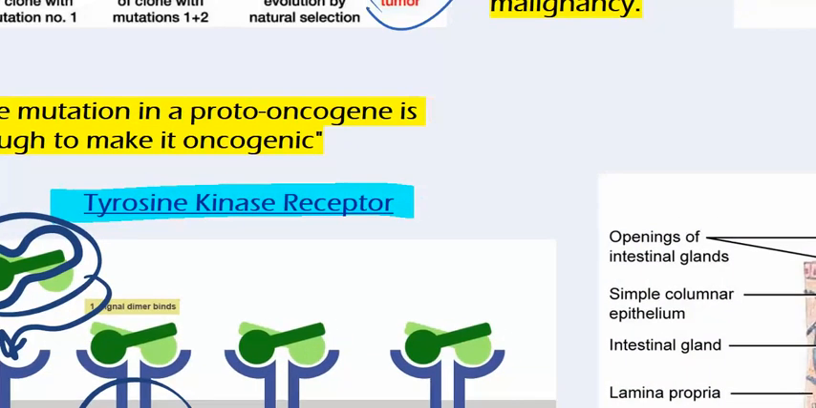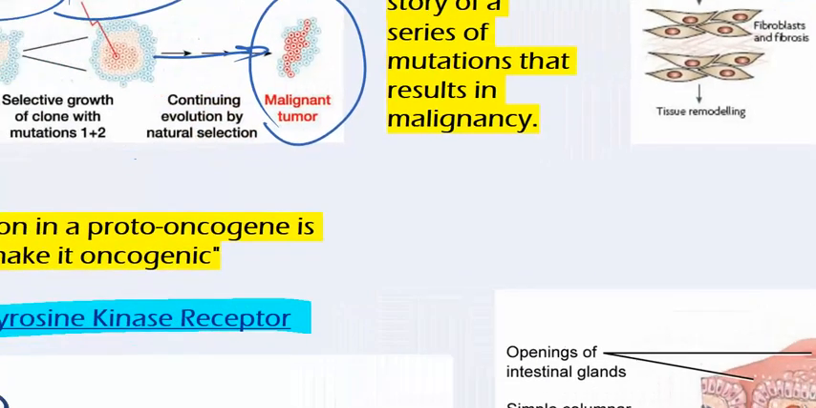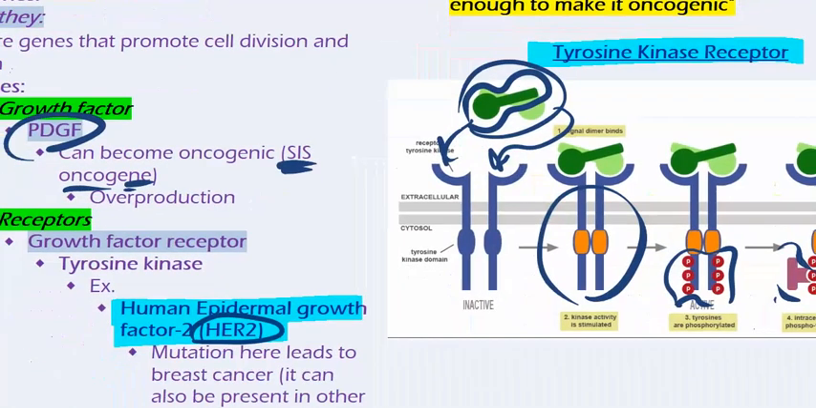So what were the tyrosine kinase receptors that we just mentioned? HER2, the KIT, and then what else? PDGF alpha. Okay, cool. So this is how it's working.